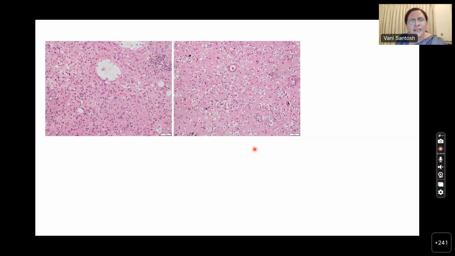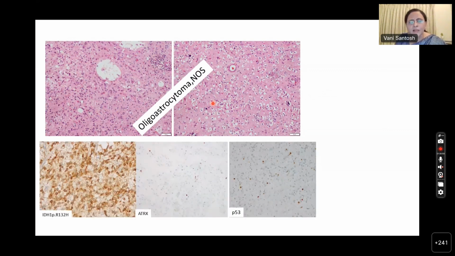For example, look at this case. This case has both oligo areas and it has astro areas. Do you agree with me? Yes. There are these astro areas and oligo areas. So we just call it oligoastrocytoma NOS because we don't know what it is molecularly.